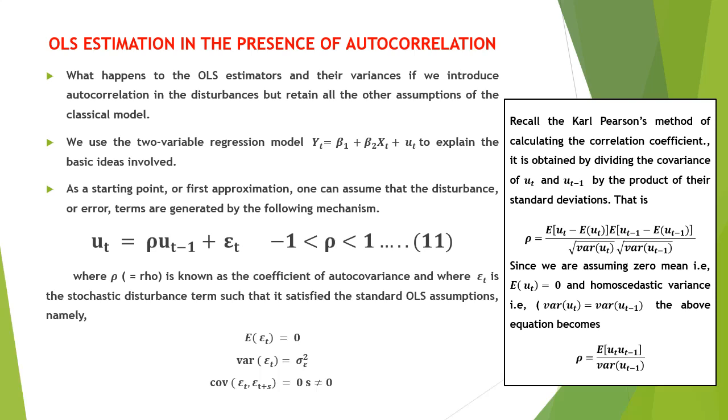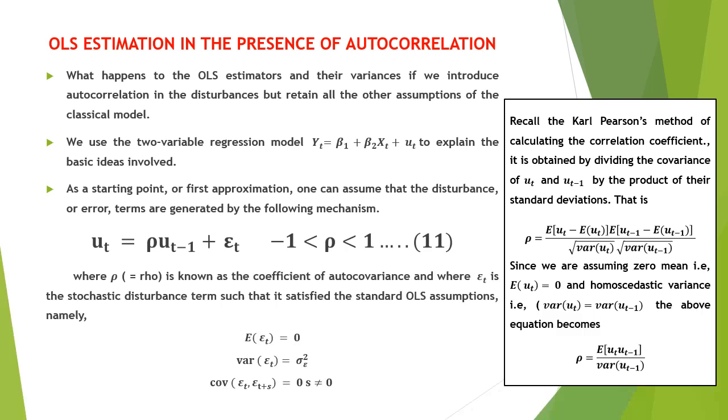In the beginning, we retain two assumptions of the classical linear regression model. The first assumption is zero mean, that is, expectation of ut is equal to zero. The second assumption is homoscedastic variance, that is, variance of ut is equal to variance of ut minus 1. If we retain zero mean, expectation of ut is zero for every time period, then the numerator of the equation becomes simply expectation of ut into ut minus 1. And if the variance of ut is the same for every period, then the denominator also becomes variance of ut minus 1 or variance of ut.